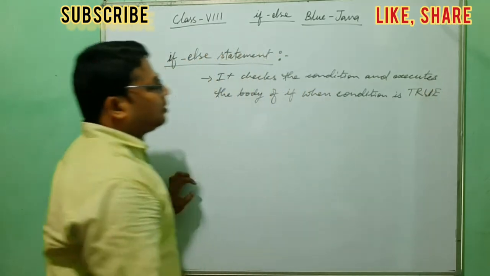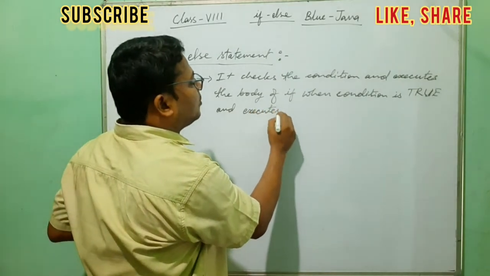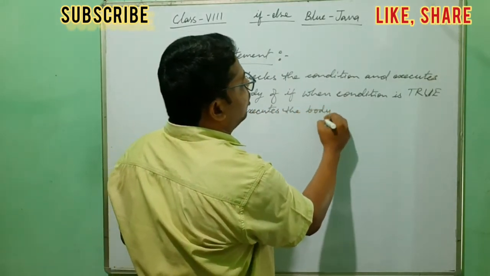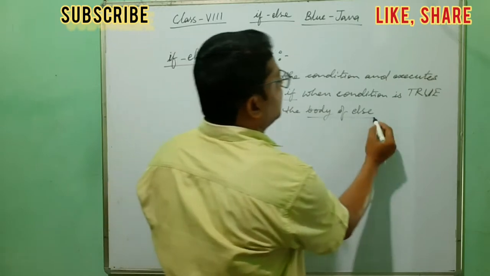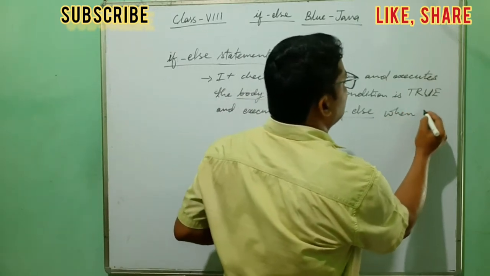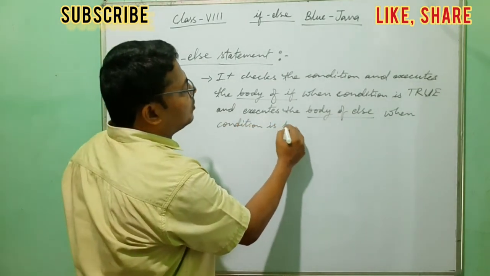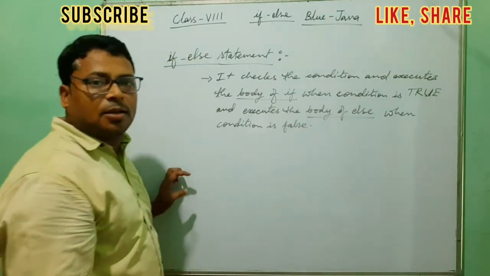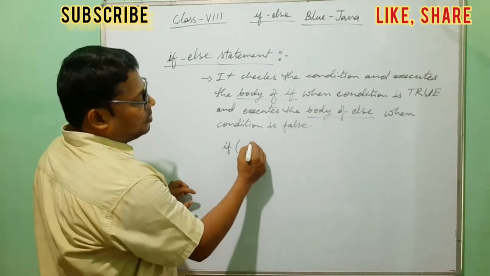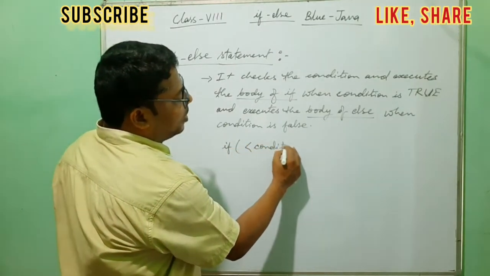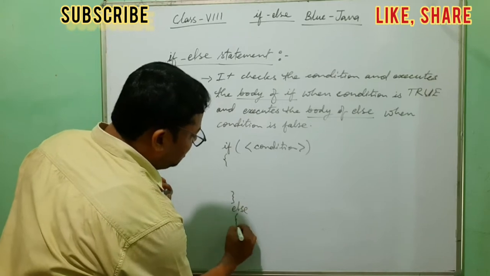And it executes the body of the else part when the condition is false. Here is the body of if and here is the body of else. One more thing: whether the condition is true or false is decided by the if, because if contains the condition. So here is the condition, here is the body, and here is the else and the else part body.